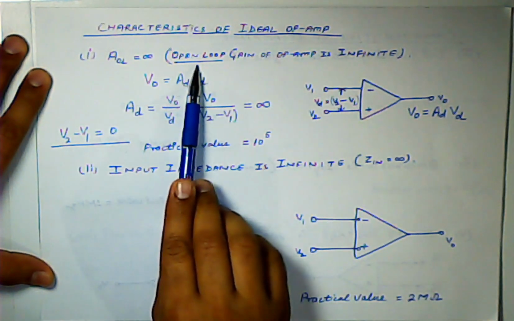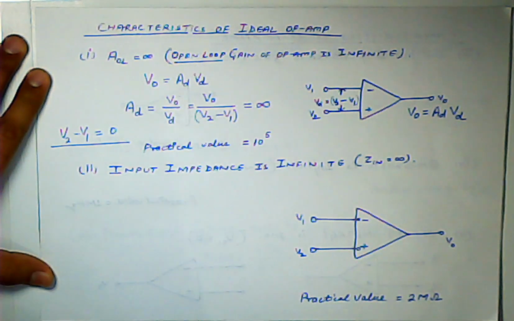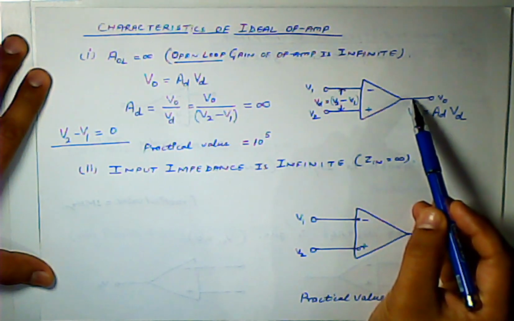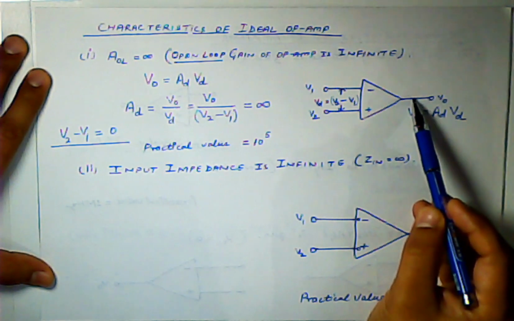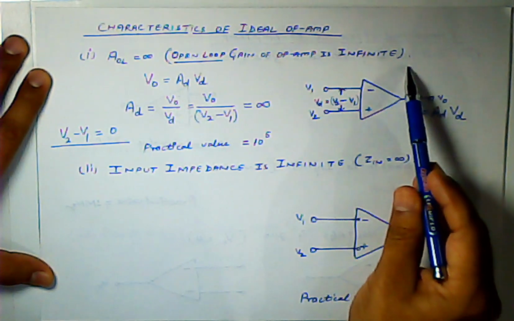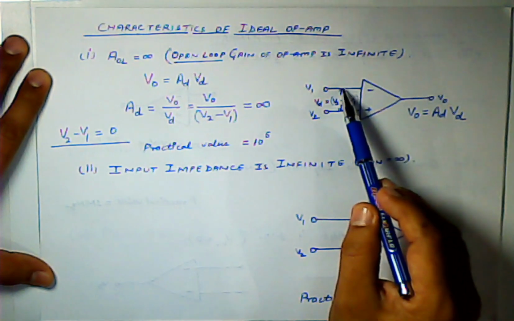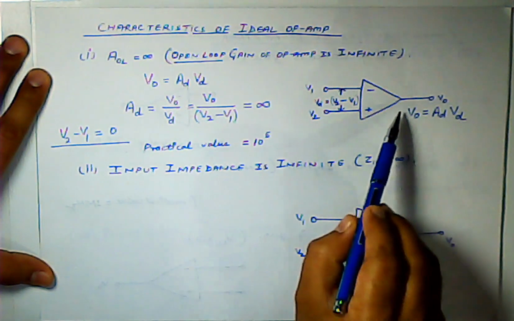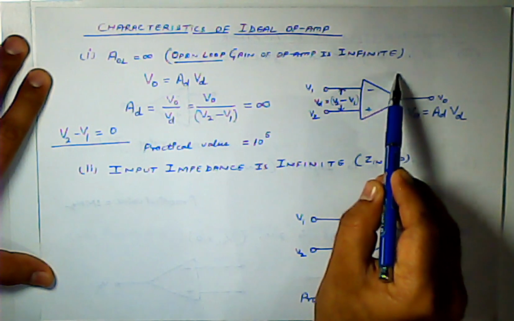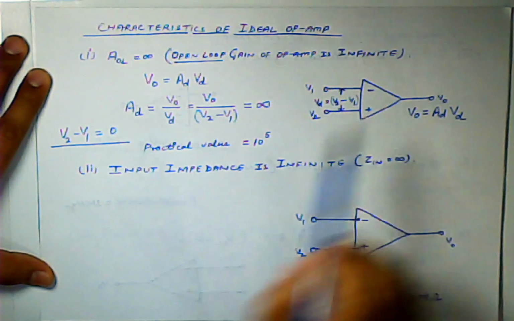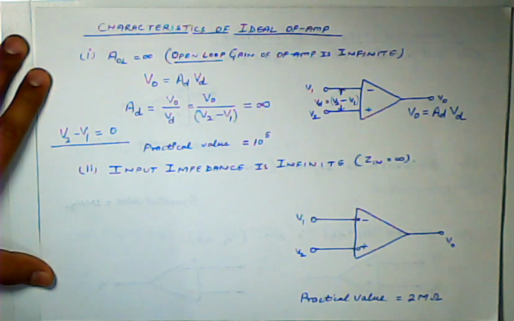What is open loop here? Open loop is when the output of a system is not connected, or you can say it is not being given back to the input, then you can say the system is open loop. So in this case we can see the output is not being given back to the input. So this system can be considered as an open loop system.